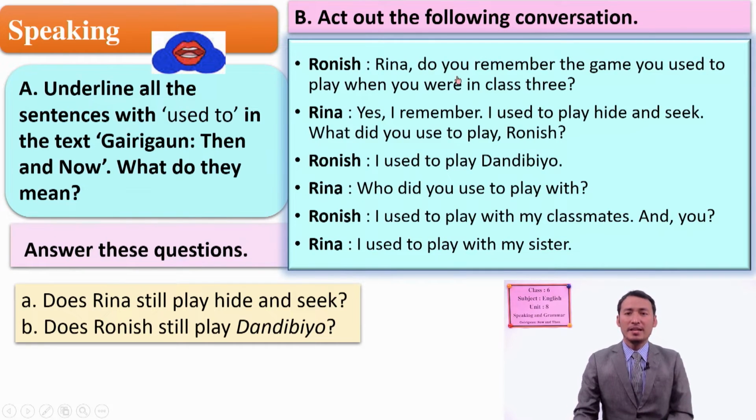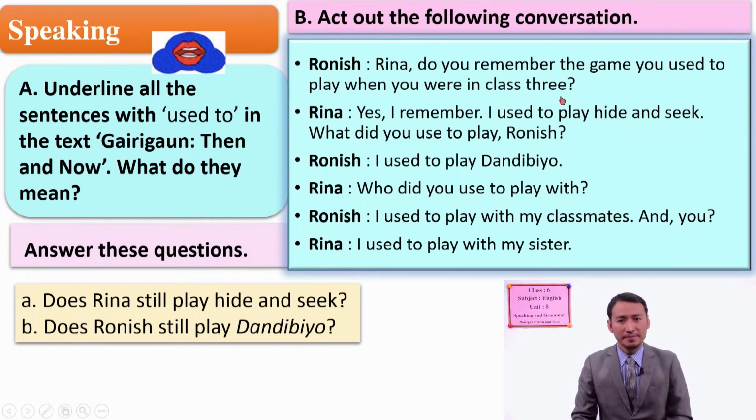Ronis: Rina, do you remember the game you used to play when you were in class 3? Rina: Yes, I remember. I used to play hide and seek. What did you use to play, Ronis? Ronis: I used to play Dundee. Who did you use to play with? Rina: I used to play with my classmates. And you? Ronis: I used to play with my sister.